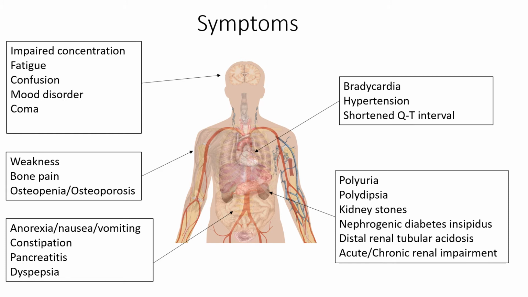And kidneys, so polyuria and polydipsia, and that's the calcium bringing a fluid load out with it as it's excreted. You see kidney stones as the calcium precipitates in the renal tract, and this can all lead to chronic and acute renal impairment.